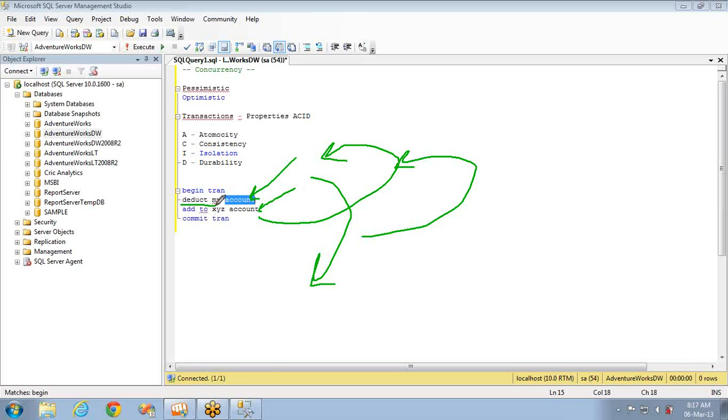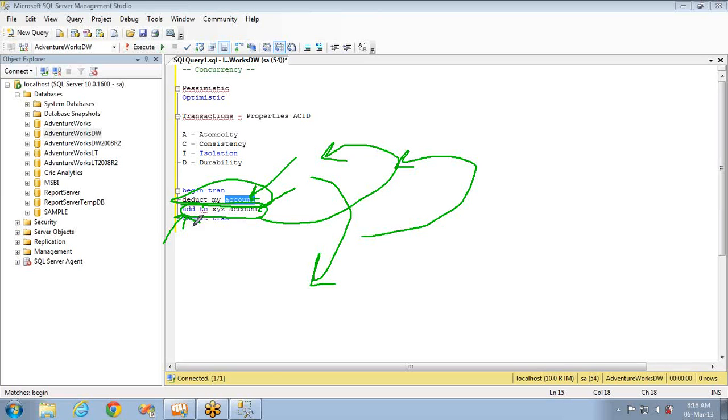Imagine it deducted the amount from my account. Let's say I transferred 1 lakh rupees and it was deducted from my account and not added to the other account. There was some query problem and it failed at the second query. Then if it commits the transaction, it's a big mistake, right?